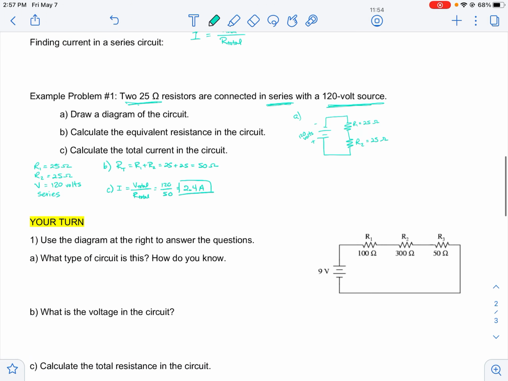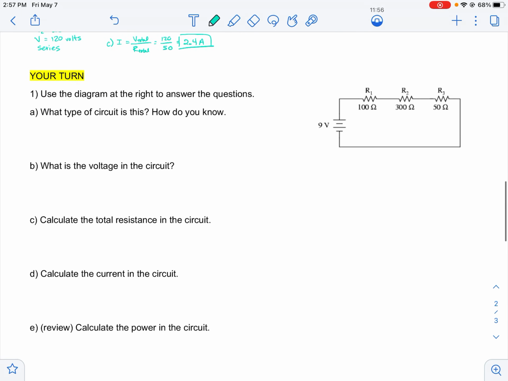Okay? So, not too tricky. Here's your turn for you to practice. There is a circuit over there on the right, and that circuit is what you are going to use for all of these problems, A, B, C, D, and E. As always, if you have any questions, make sure you write them down, and we will be looking at these notes in class next time.